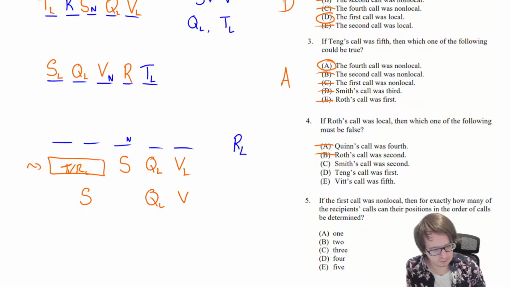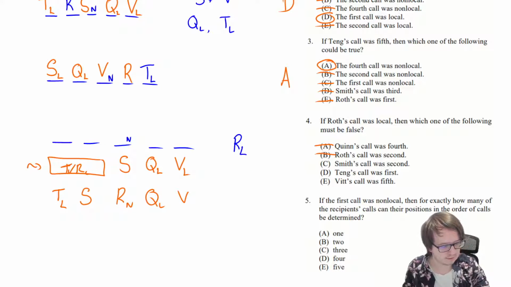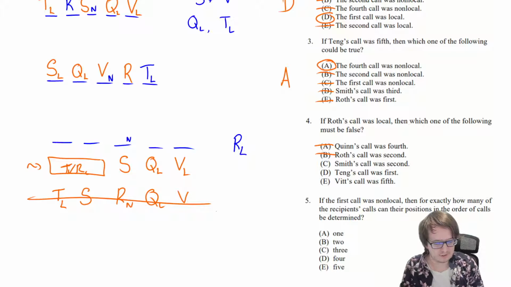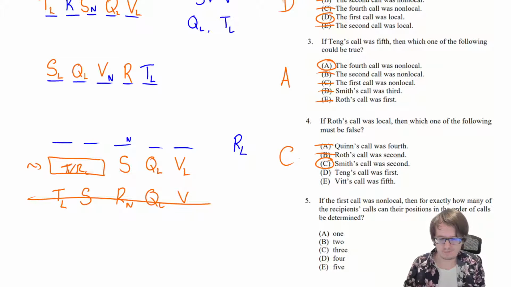T has to be local, so that has to be in the first position, which means the only thing left can be R. Now, we have a problem here because R is being forced into a non-local position, but we know from our rule that R has to be local. So this line is not going to work if Smith's call is second, so this is going to be our solution. If we didn't know, or we weren't certain, we could try the other ones, but we've already found one that doesn't work.